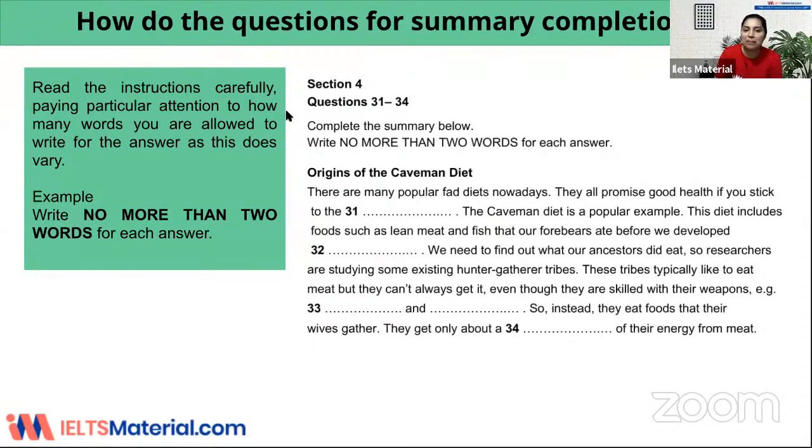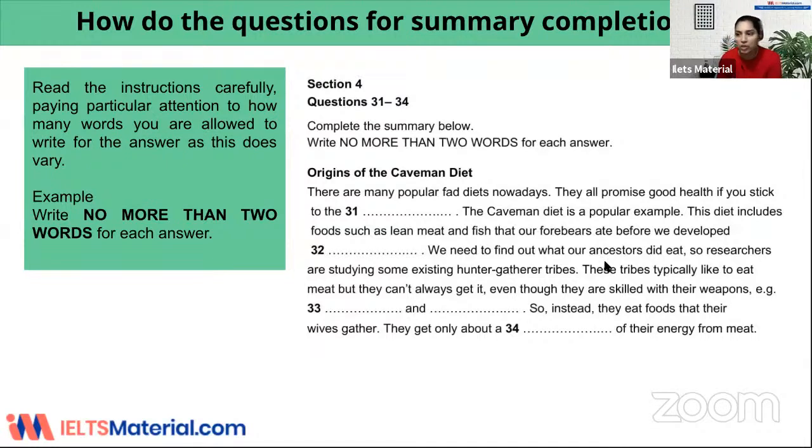The question will be something like this. They would say section 4, questions 31 to 34, complete the summary below, write no more than 2 words for each answer. Here you will have a paragraph where you would mark the keywords again, the left and right part of the blank, and you will also mark many other keywords as well, especially go for nouns when you listen, because nouns cannot be paraphrased. One thing you should keep in mind is nouns cannot be paraphrased.